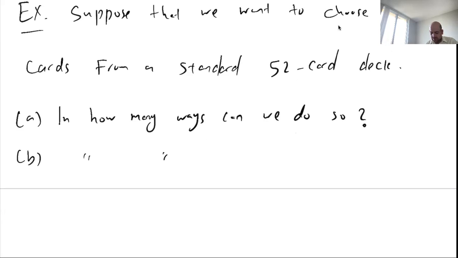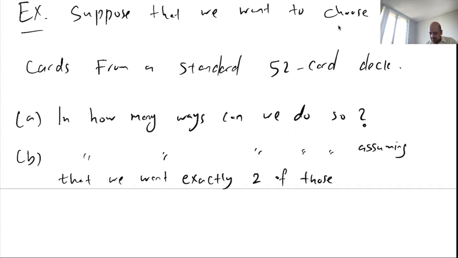Part B, in how many ways can we do so, assuming that we want exactly 2 of those 5 cards to be kings.